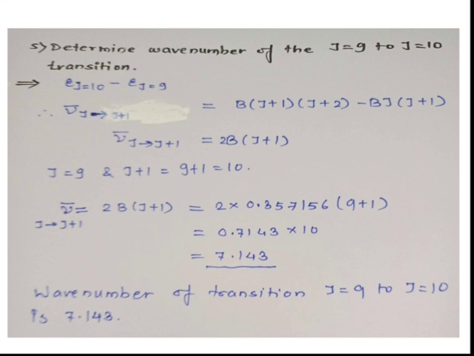So in this way we can calculate the rotational constant, that is B, and the moment of inertia I. Then we calculate the radius or the bond length of the molecule. Then we calculated the line with maximum intensity, and lastly we have calculated the wave number of the transition.